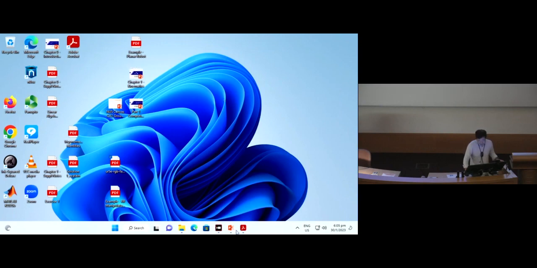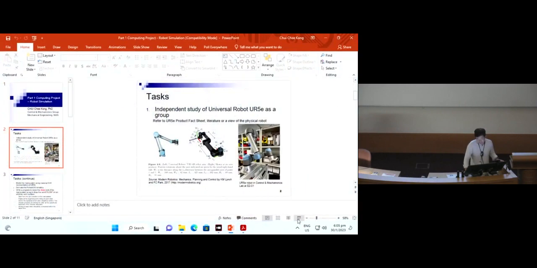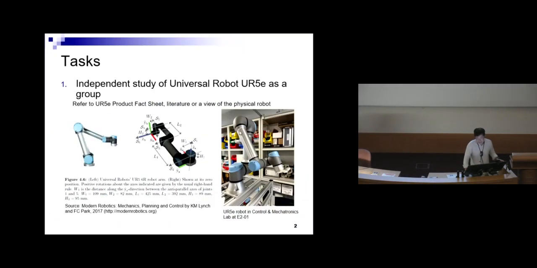But the fact sheet itself does not include the dimension of the robot. For example, from here to here, what is the link length and so on. You can go to a physical robot and do the measurement, but the dimension has actually been published.